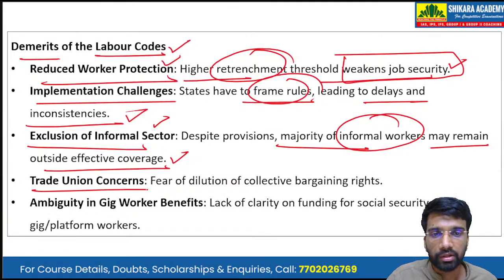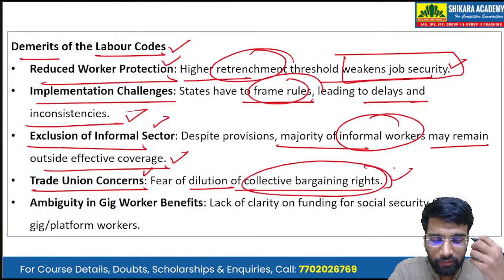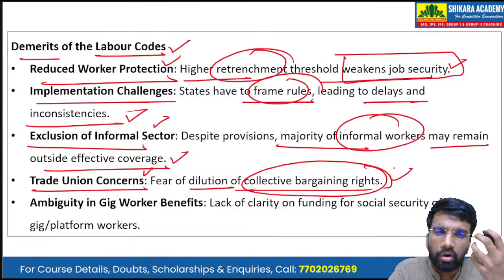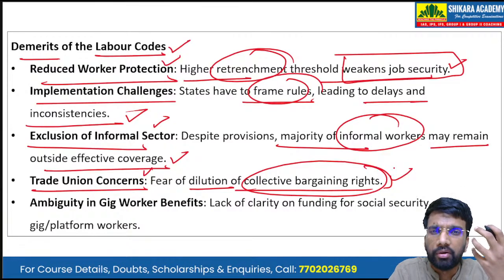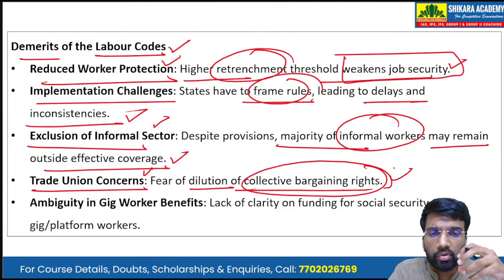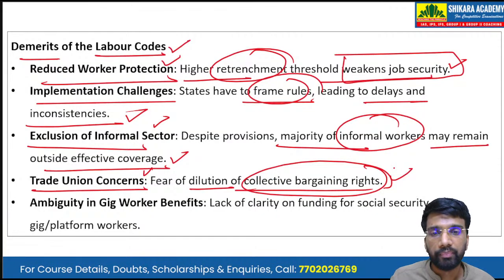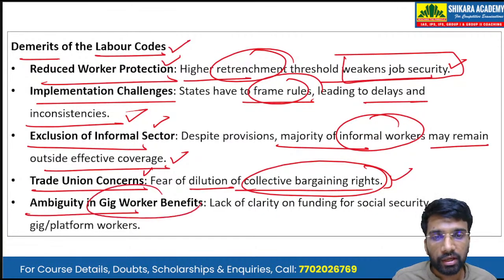Fourth is the trade union concerns. There is a fear of dilution of collective bargaining rights. Till now, the trade unions have been a very strong political, economic and social body of the workers. But with the implementation of these labor codes, there is a fear that the collective bargaining power that these trade unions give to the workers will dilute.